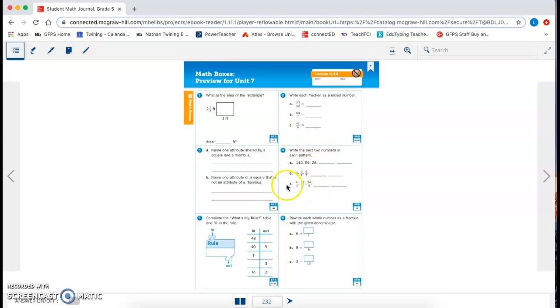Then you have to look at these patterns. You have to complete a what's my rule, find the in out, and then you have to rewrite each whole number as a fraction given the denominator. Remember, all you have to do is multiply the whole number by the denominator to get the new numerator. So it shouldn't be too tricky for us to do this.